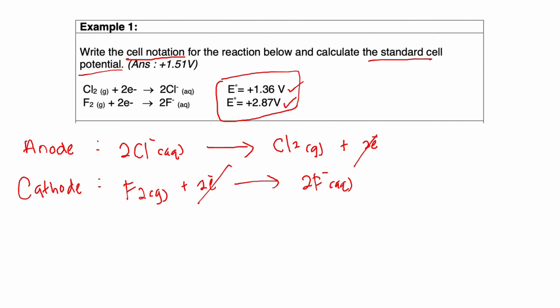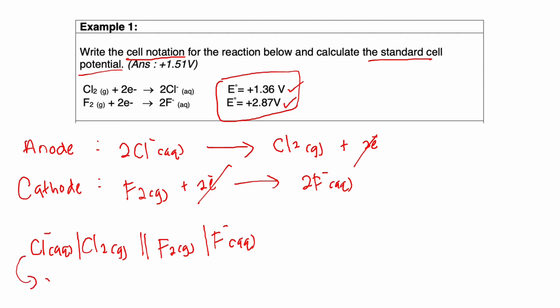Next, to write the cell notation, don't forget the method ABC. But no need for you to write the stoichiometry. So we just write Cl minus aqueous, separate, Cl2 gas, bridge. Now fluorine gas, separate, and then F minus. Therefore, this is our cell notation.